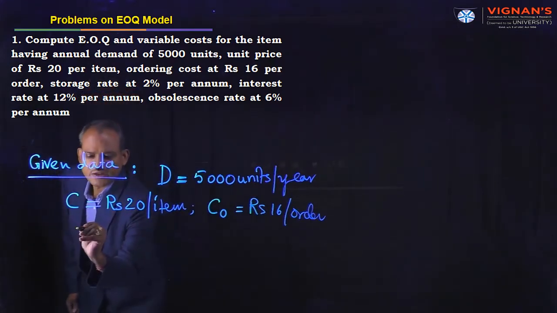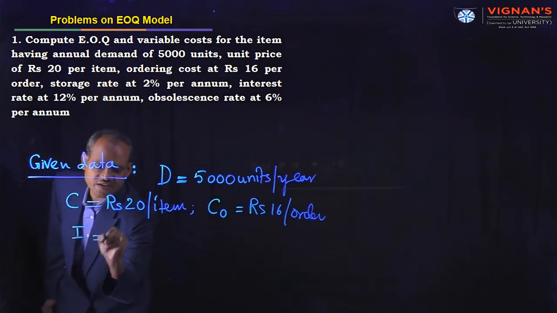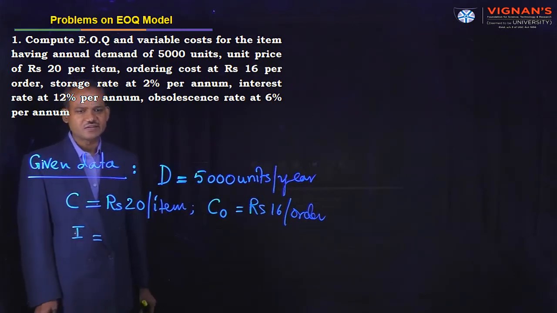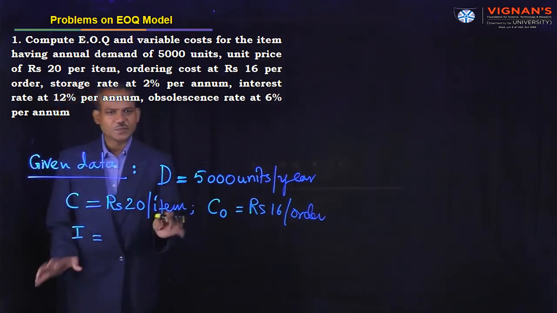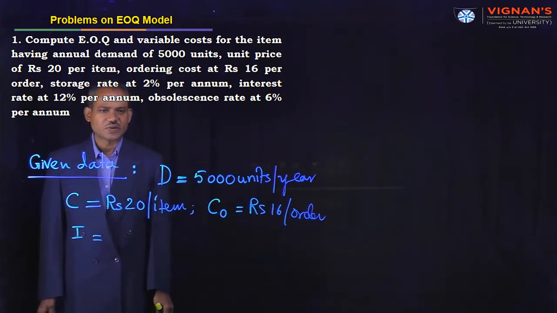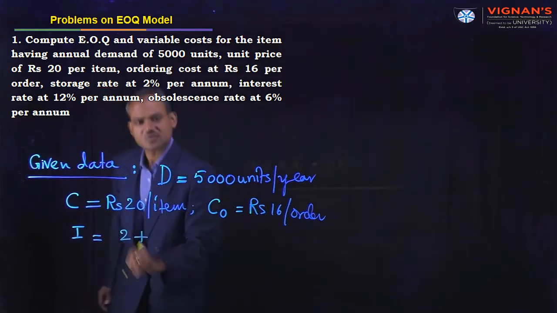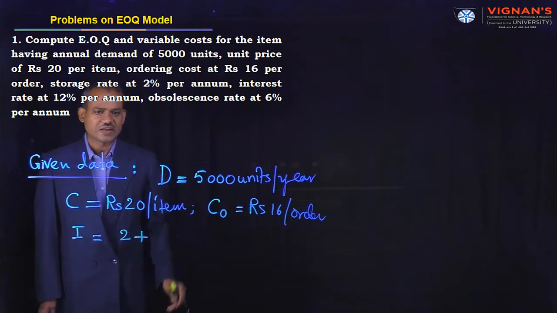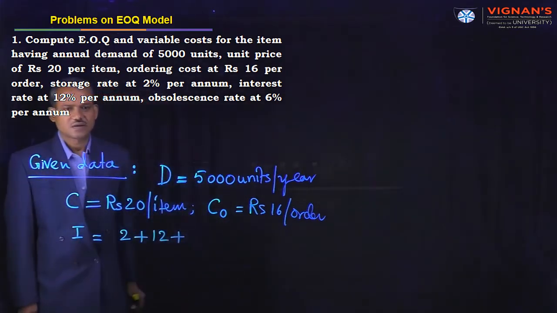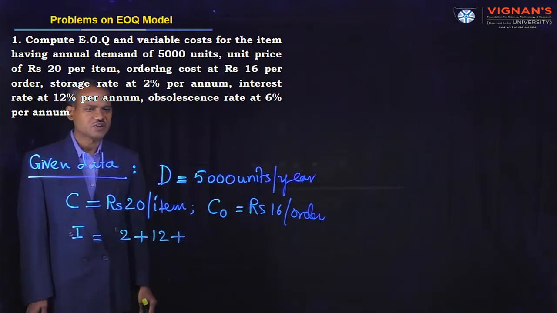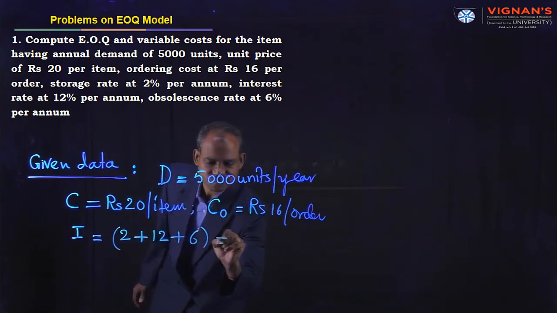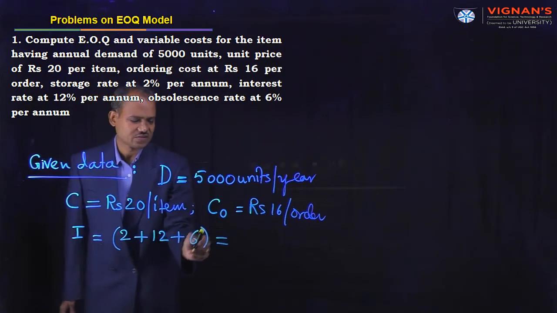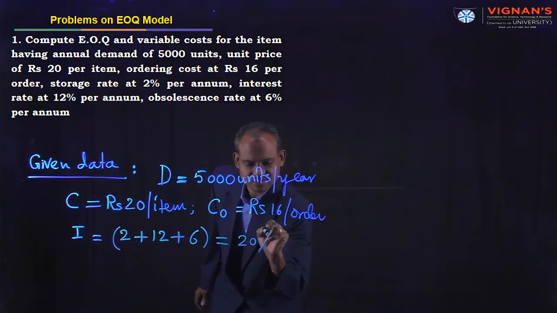That means holding cost or inventory carrying cost is represented as I. What is meant by I? I means inventory carrying cost or holding cost, represented in percentage. So you can simply add all the three percentages. That means 2% storage per year, plus 12% interest rate per year, plus 6% obsolescence rate per annum. All come under carrying cost. So total is 2 plus 12, 14, 14 plus 6, 20. This is percentage.